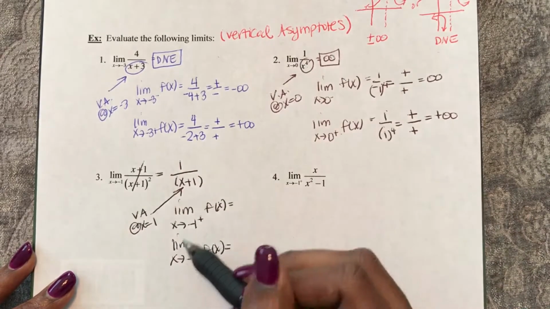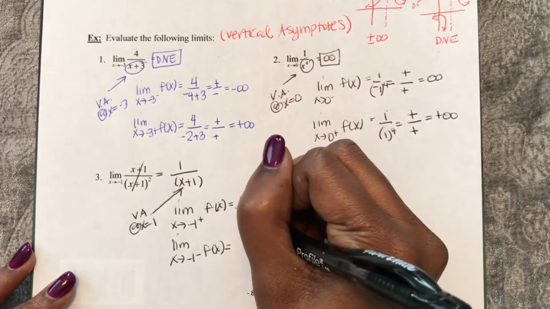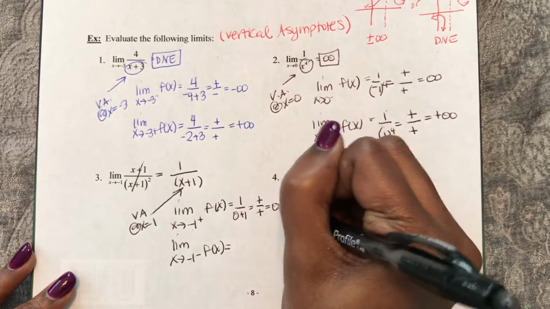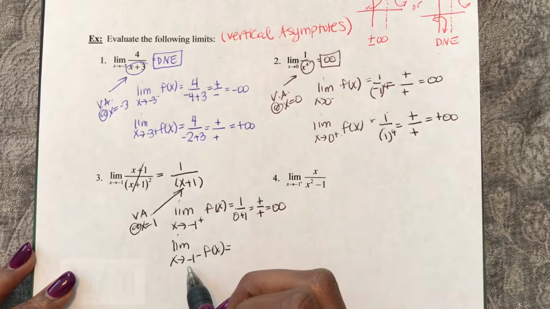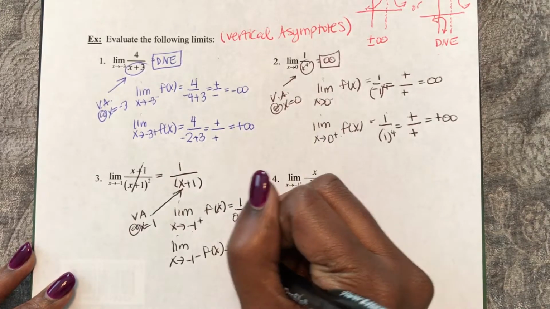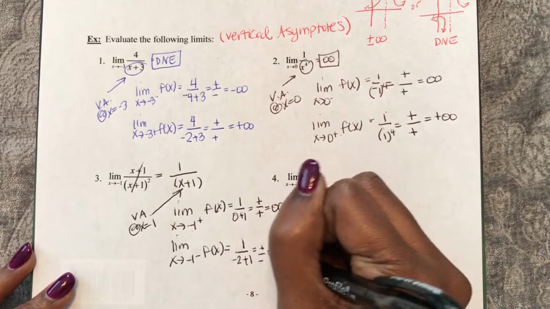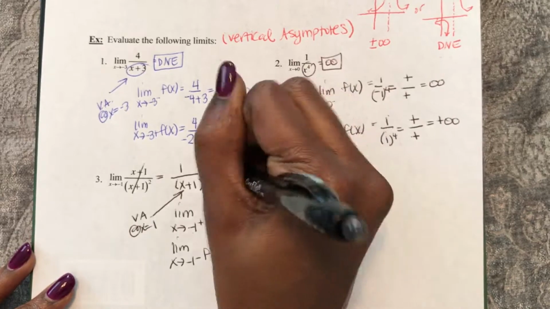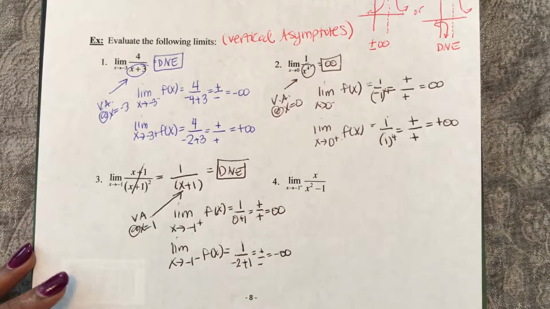A number I can check to the right of -1 would be 0, which makes a positive over a positive, which is positive infinity. And then if I check a number to the left of -1, like -2, that's 1 over -2 plus 1, which is a positive over a negative, which is negative infinity. So therefore, this overall limit does not exist. So I showed this to prove that that is true.